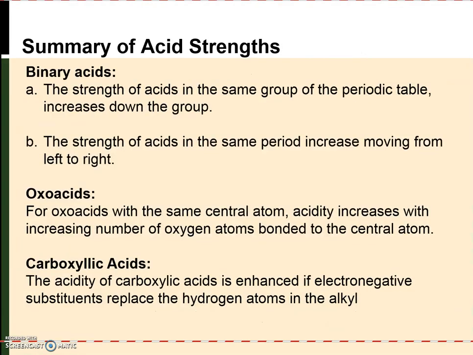So to summarize, for binary acids, the strength of acids in the same group of the periodic table increases down the group. The strength of acids in the same period increases moving from left to right across the periodic table. Oxo acids with the same central atom become more acidic as the number of oxygen atoms bound to the central atom increases, and carboxylic acids become more acidic if more electronegative substituents replace the hydrogen atoms in the alkyl group.